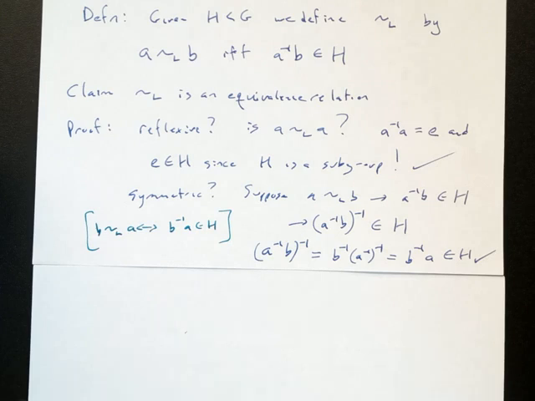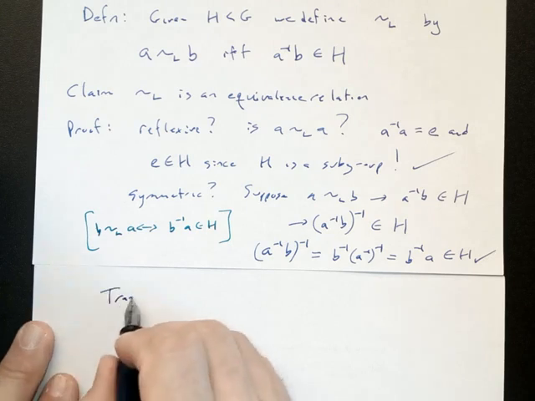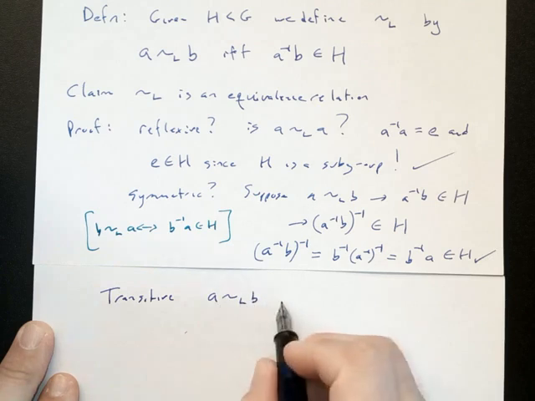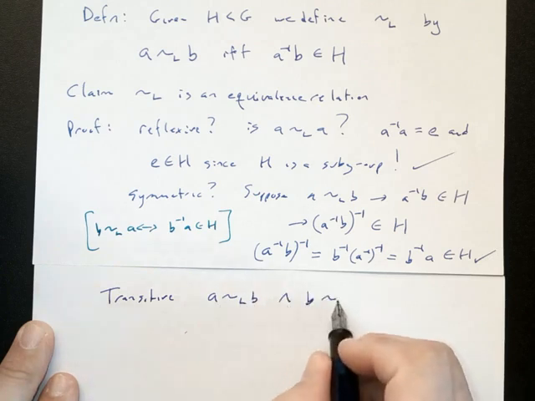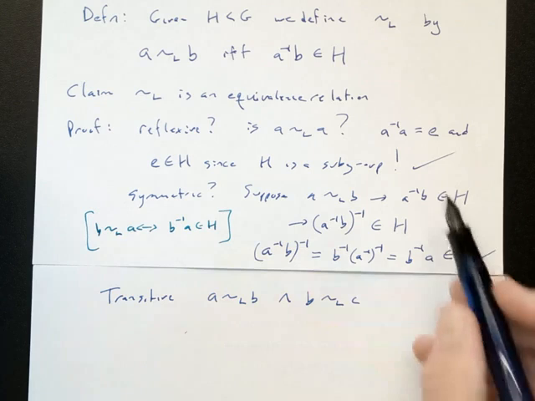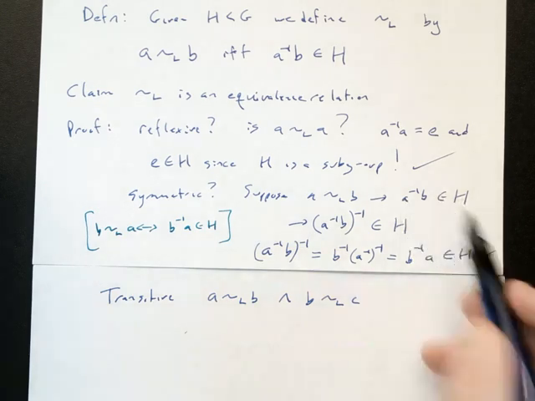Transitive. Okay. Suppose that A is left related to B and B is left related to C. Wait a minute. If A is left related to B, then I know in terms of H that A inverse B is an H.